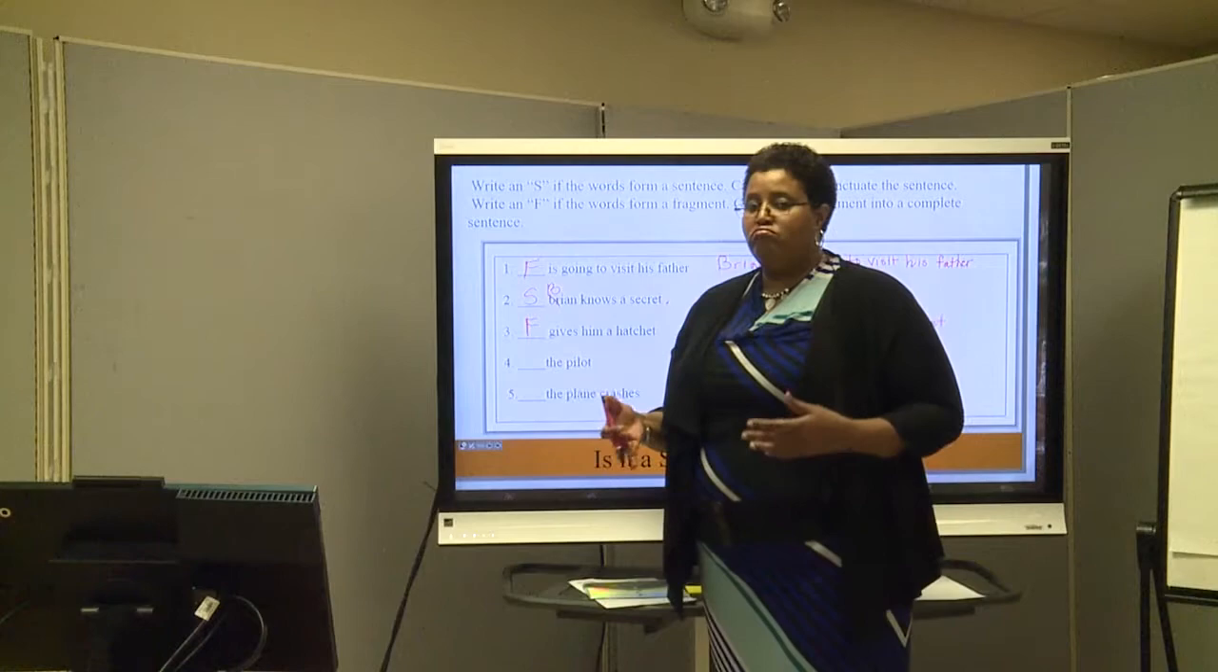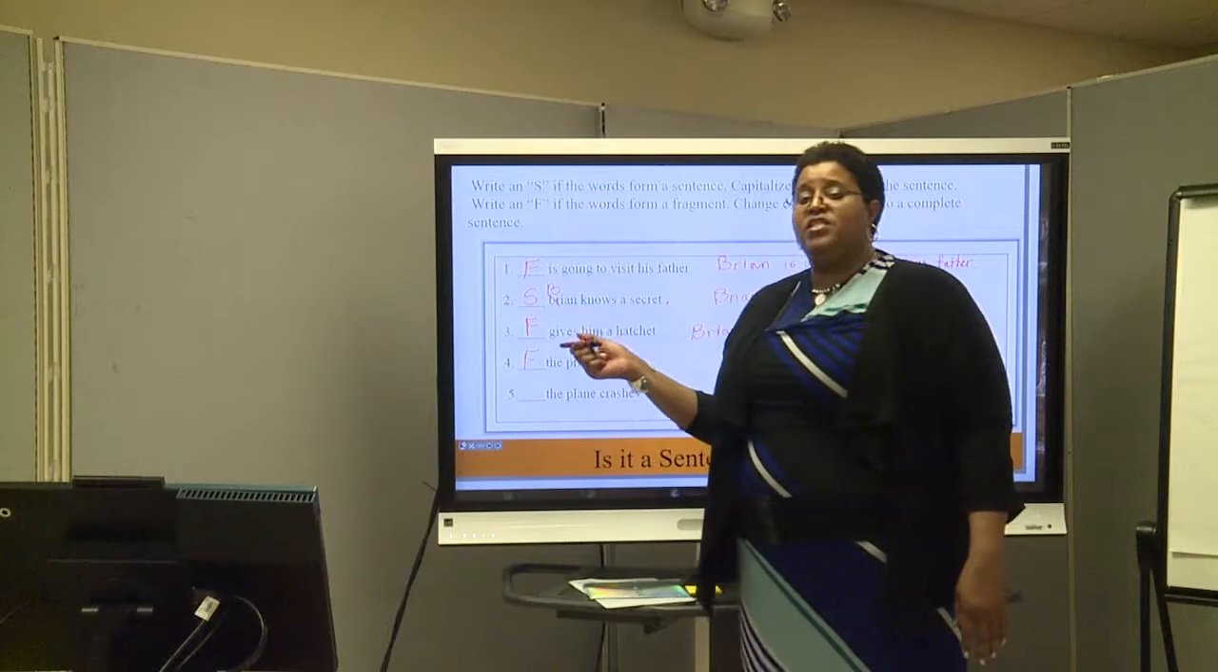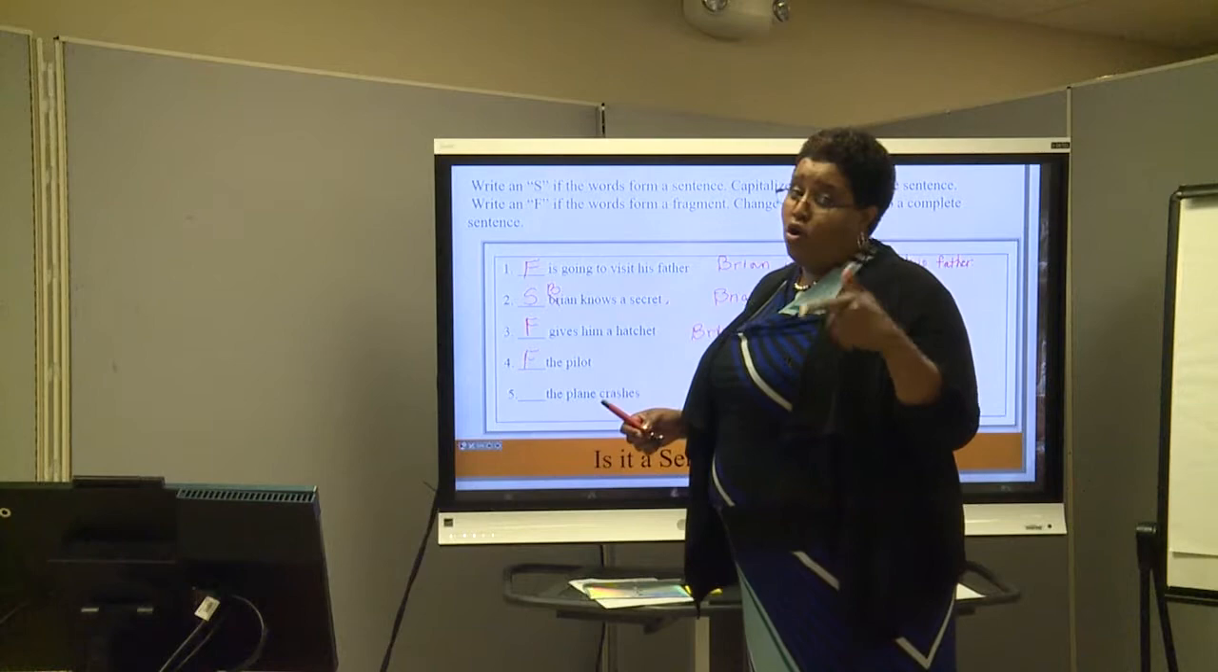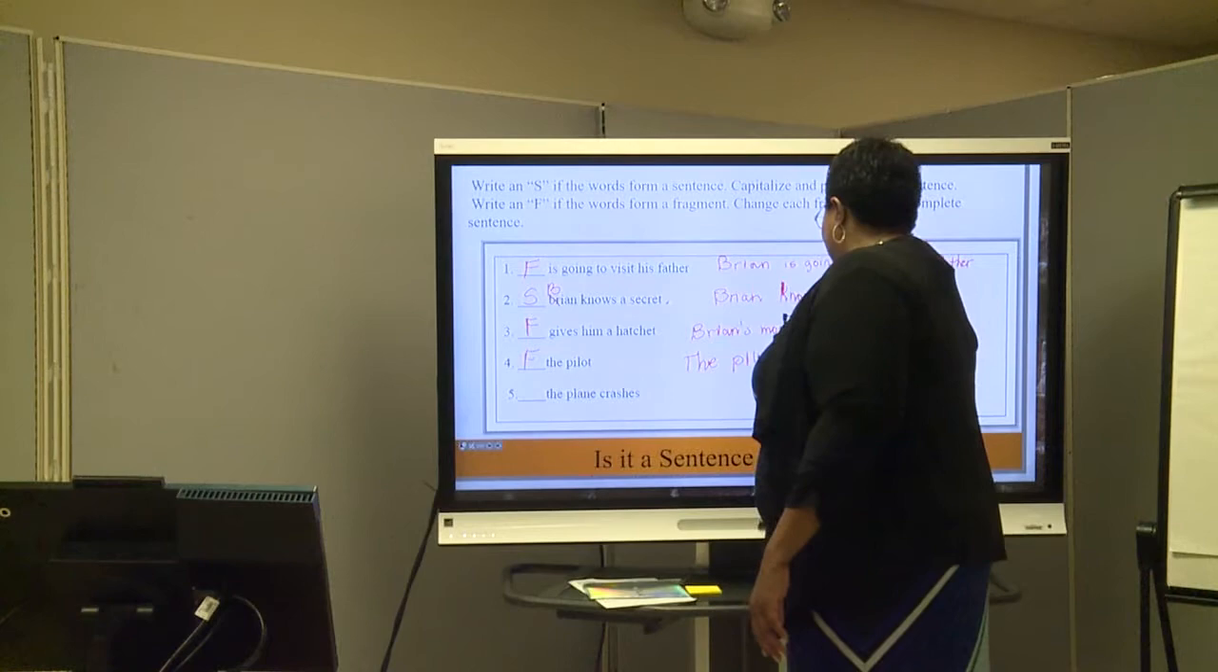Is that a sentence or a fragment? Is that a complete thought? No. We don't even know what the pilot does. It just says the pilot. So that is definitely a fragment. Let's change that to a sentence. We're going to begin a sentence with a capital what? Letter and end with punctuation. That can be a period, question mark, or exclamation point. So let's begin. Capital T. The pilot what? P-I-L-O-T. You know he has a heart attack.